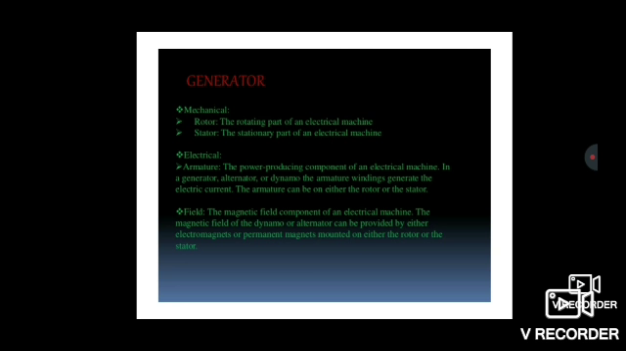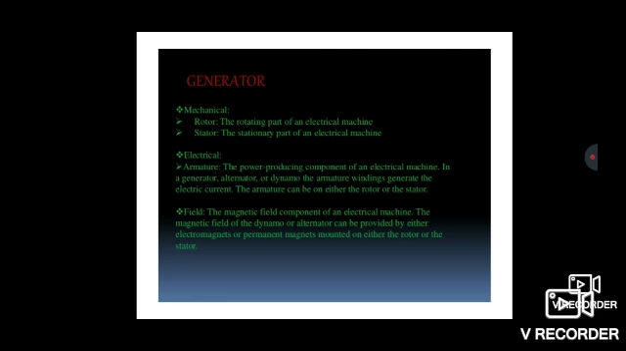It has the electrical circuit, that is armature and field. Armature circuit, the power producing component of an electrical machine. In a generator, alternator or dynamo, the armature windings generate the electric current. The armature can be on either the rotor or the stator.